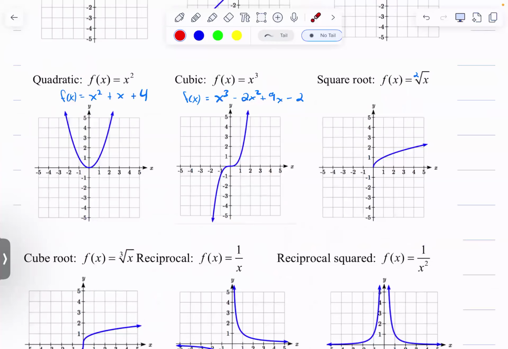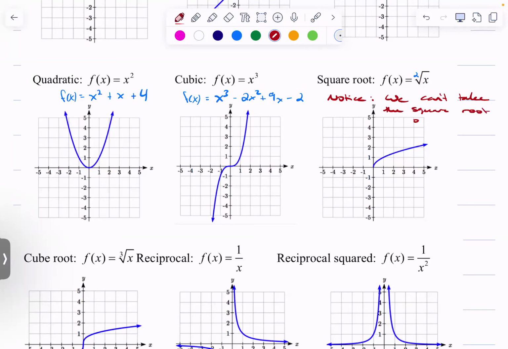And so the square root of x is kind of a special case. Okay? Because what does this look like? Well, the only inputs that I can put into the root of x are positive values, right? And so what this shows me is that I can only take the square root of positive numbers, or on the flip side, I can't take the square root of a negative number, right? And so here, notice we can't take the square root of a negative.